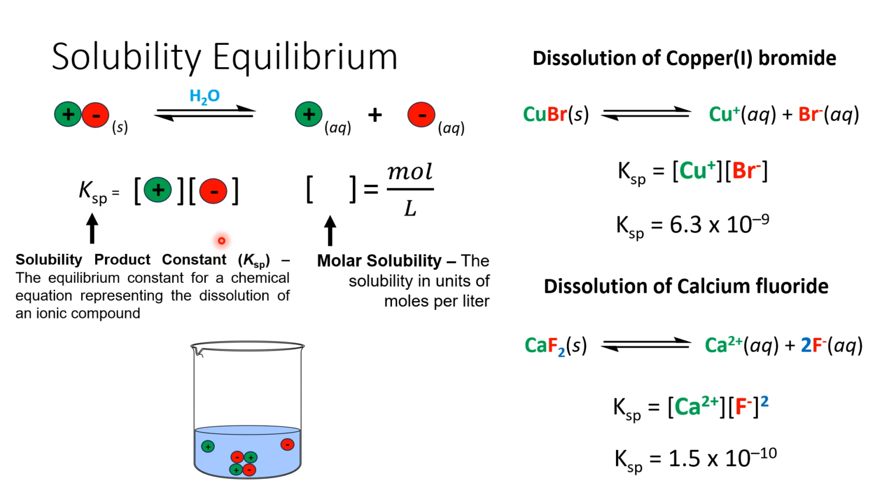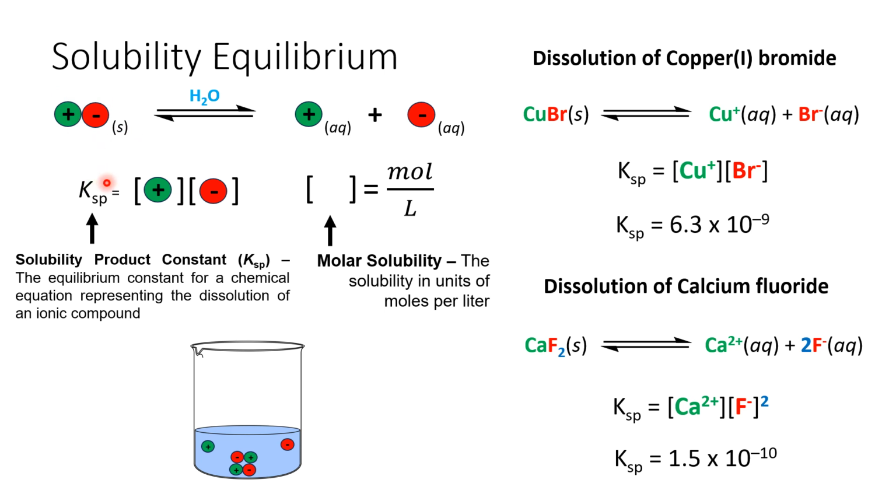KSP is a solubility product constant. It's just an equilibrium constant for a chemical solution representing the dissolution of an ionic compound. So you can think of it kind of like a reaction, but I wouldn't say it's a reaction. I would just say that it's an ionic compound breaking up. And like I said, solids don't belong in an equilibrium expression.